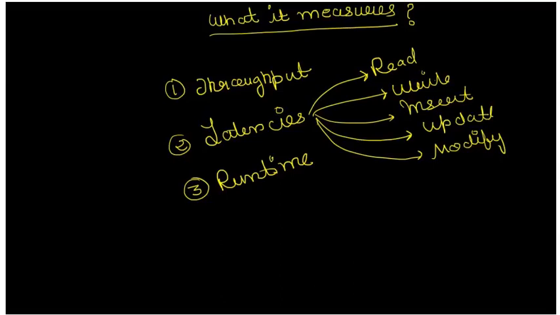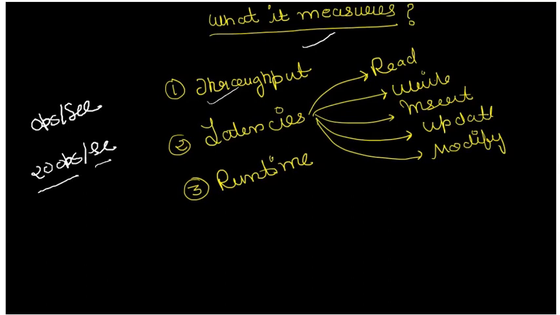So in this video we will be discussing what YCSB actually measures. It measures throughput, which is the number of operations per second. Suppose the throughput is 20 ops per second, it means that in 1 second the database is performing 20 operations, or the YCSB is performing 20 operations.